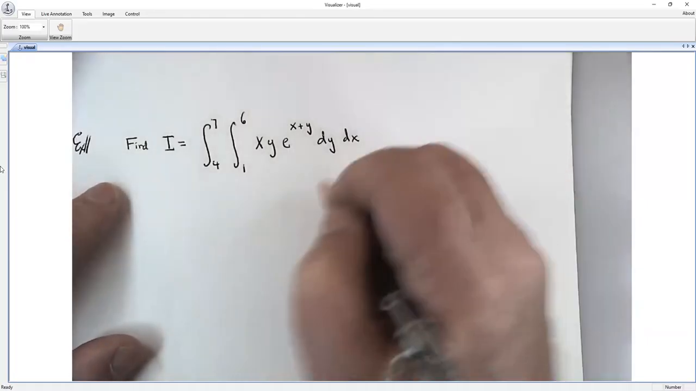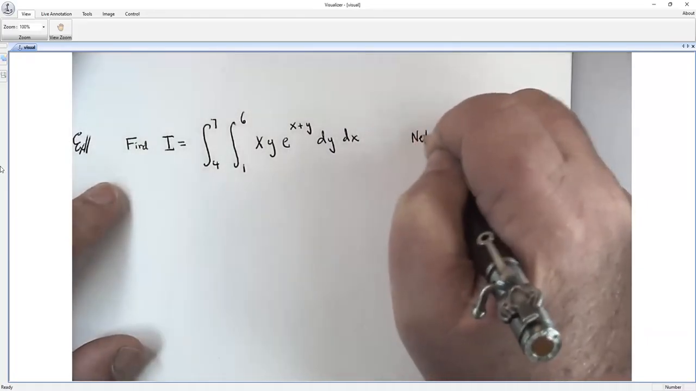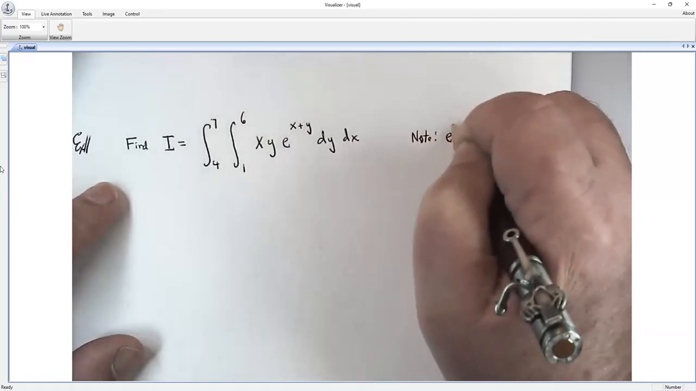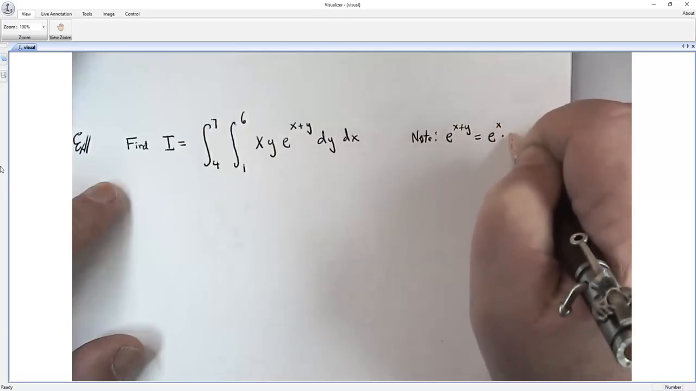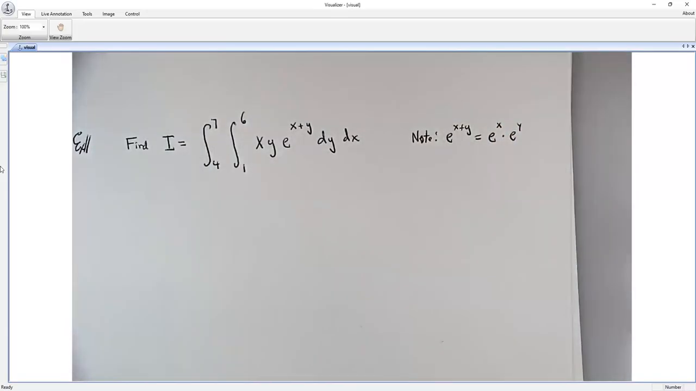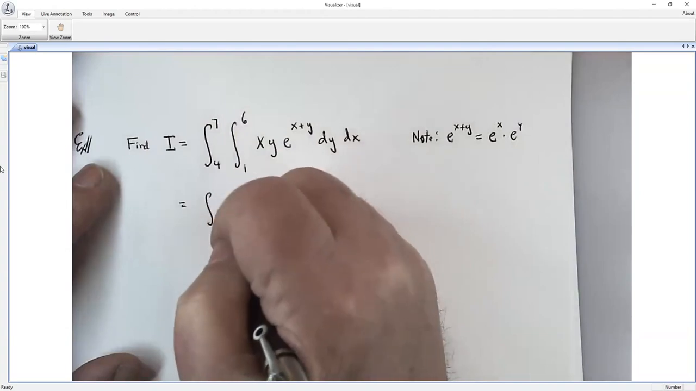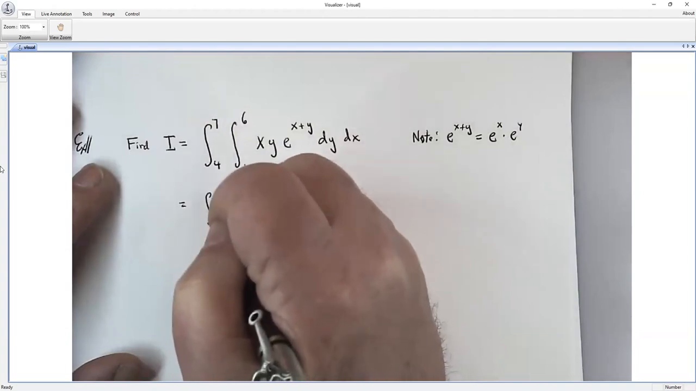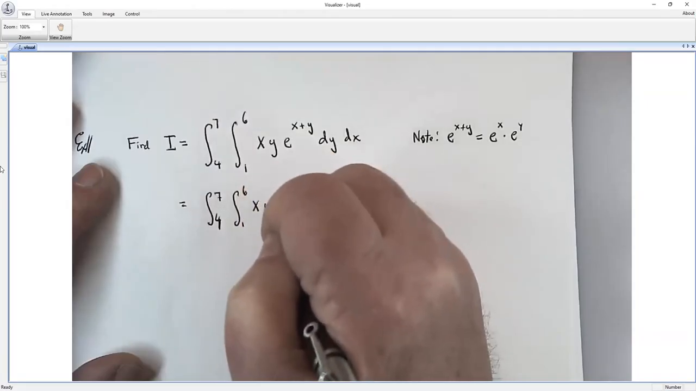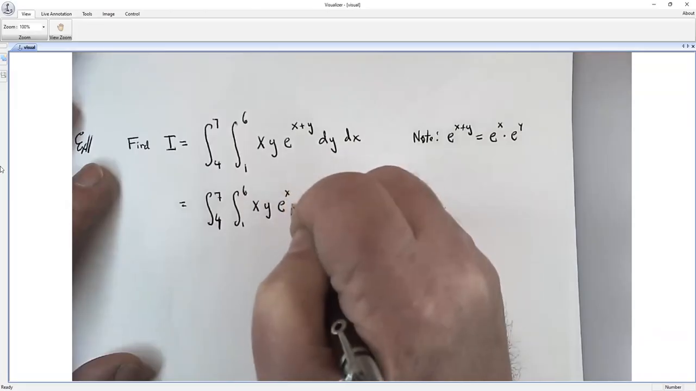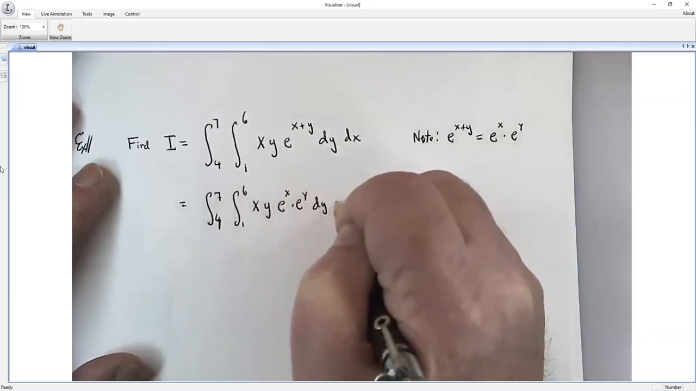But what you should note is this. Note: e to the x plus y is the same thing as what? e to the x times e to the y. Why? Because when you multiply, you add exponents. So if you know your algebraic properties, they can come back and be very advantageous here. So this will turn into the integral from 4 to 7 of the integral from 1 to 6 of x times y times e to the x times e to the y dy dx.